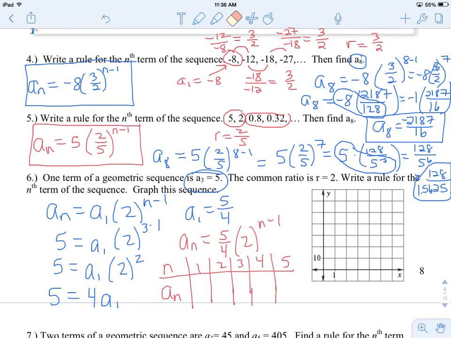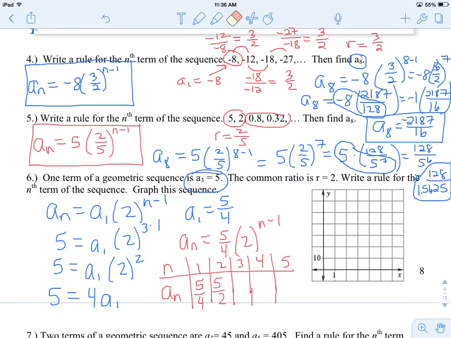So if n is 1, I'd have 2 to the 0, which is 1, times 5/4 gives me 5/4. If n is 2, I would have 2 take away 1 is 1, 2 to the first is 2. 2 times this would be 10 over 4, because you only take a whole number times the numerator, not both the numerator and denominator. So 2 times 5 gives us 10 over the 4, but 10 over 4 would reduce to 5/2.